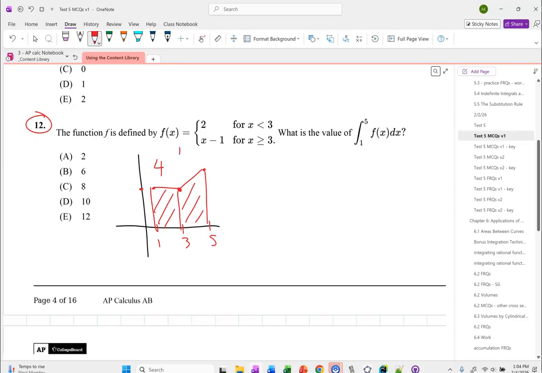This area would be 1/2 base 1 plus base 2 times height. So base 1 is 2, base 2 is 4, and then height is 2. So 10 is the right answer.